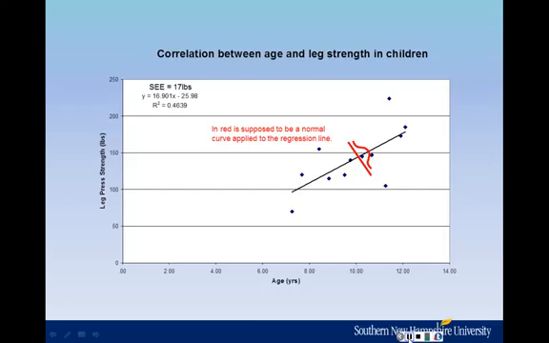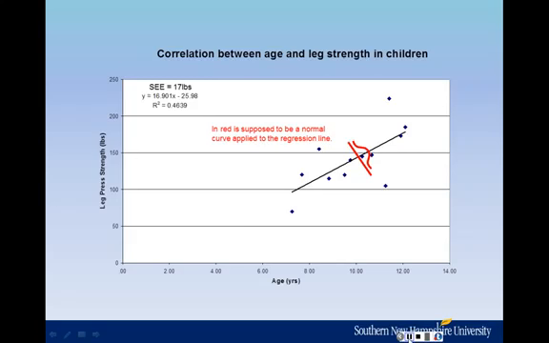Now, if I told you that the standard error of estimate is 17 pounds, that means that the predicted y for that 10-year-old is accurate, plus or minus 17 pounds. And that 17 pounds, that's the standard error of estimate. That is generated along with this regression analysis. It tells you the prediction error.